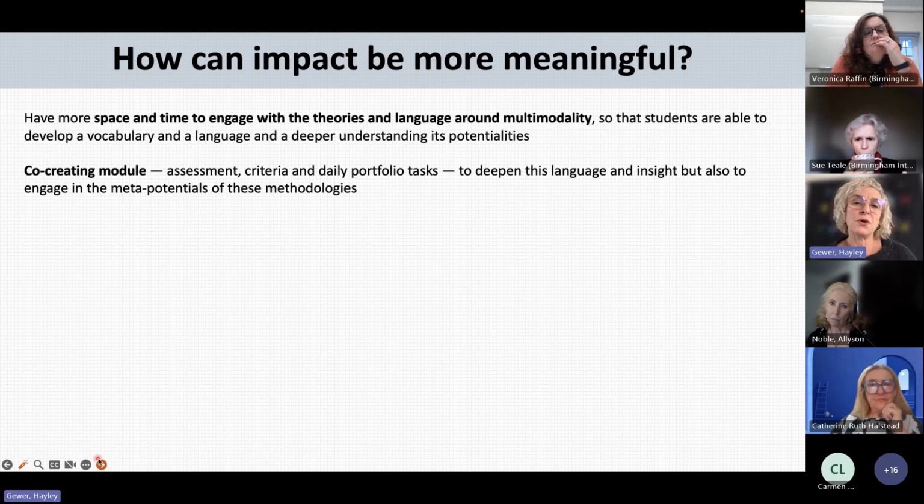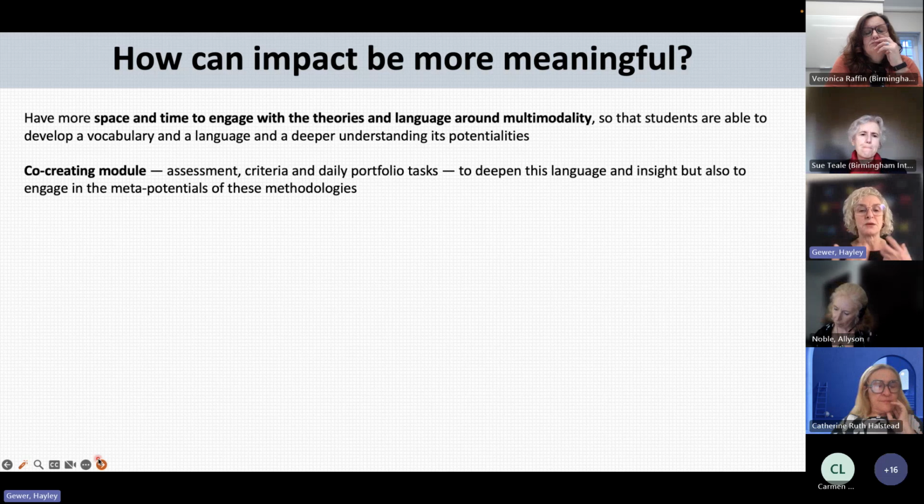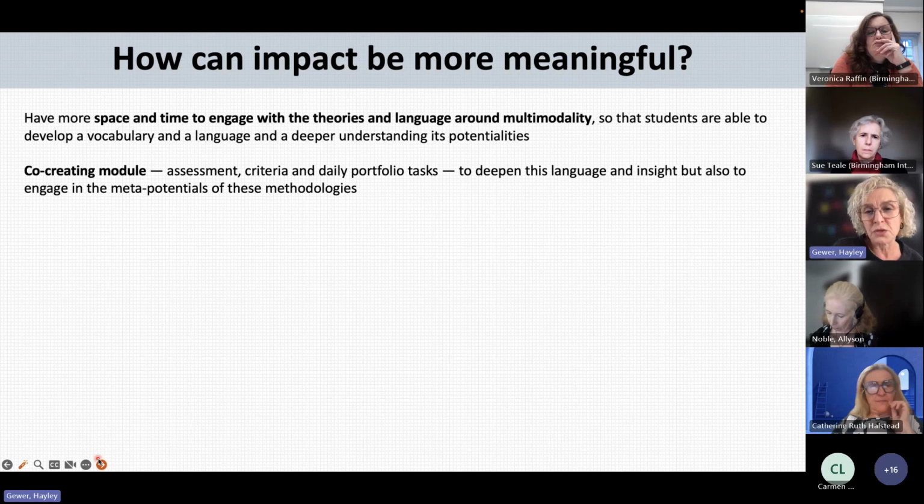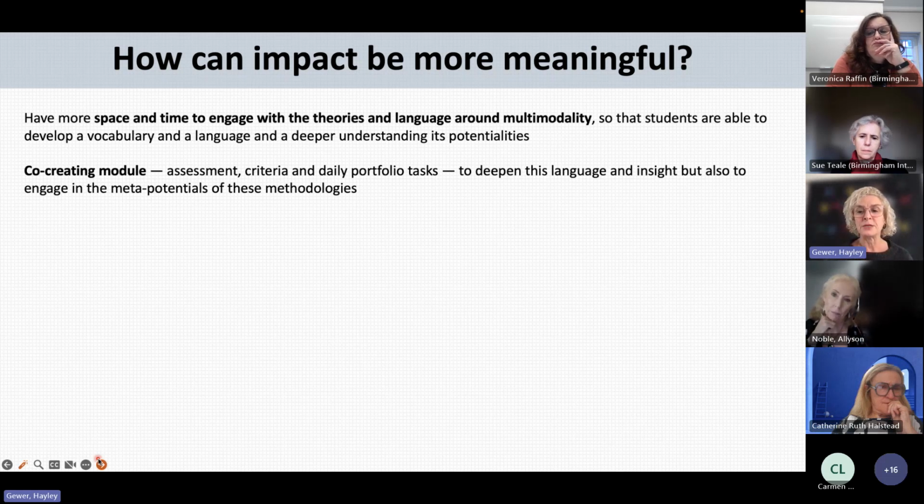It would be useful to work towards co-creating a module, so co-creating the assessments, the criteria, and the daily portfolio tasks. And this is this meta language of recognition that I think Arlene was talking about, because it will help students to deepen their language around multimodality, to deepen their insight around multimodality, but also to think about the meta potentials of these types of methodologies.